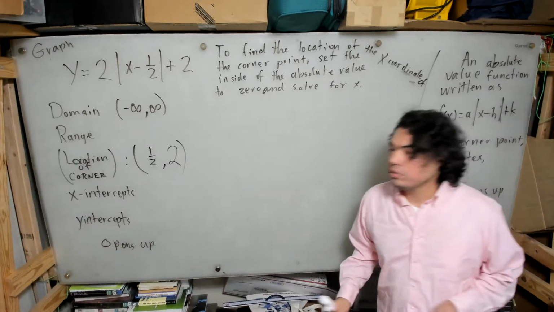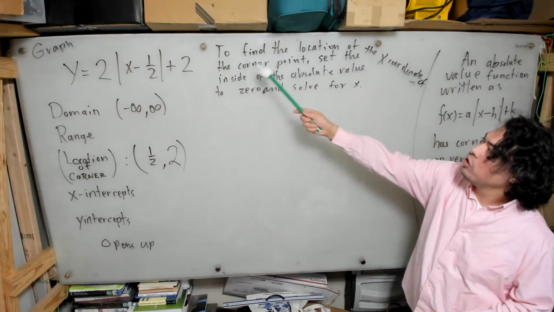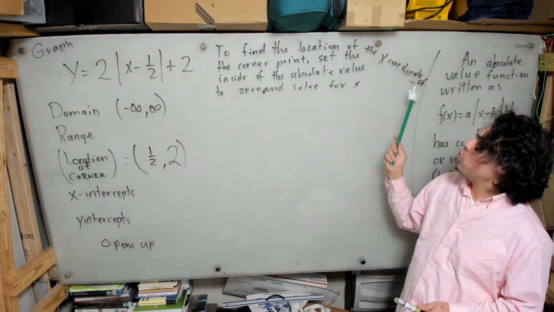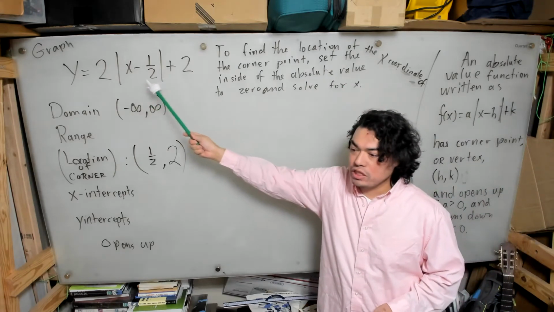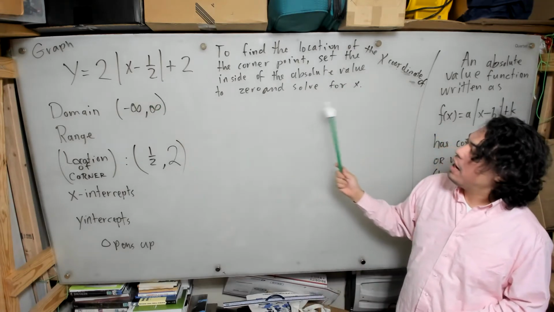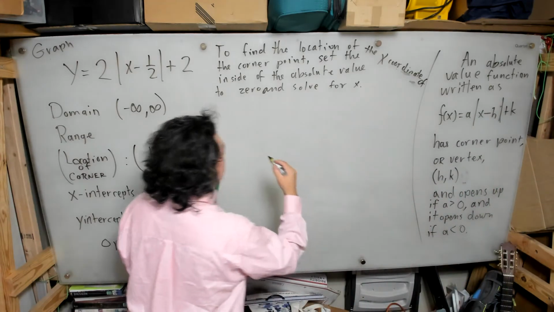So I know we already got the corner point, but I'm going to do this again to review what we've learned so far. To find the location of the x coordinate of the corner point, we set the inside of the absolute value term, which is this one, equal to 0, and solve for x. So let's do that together here.